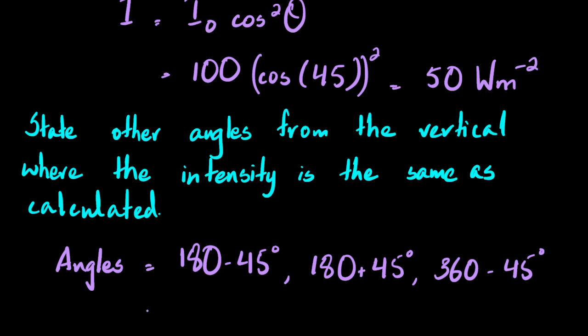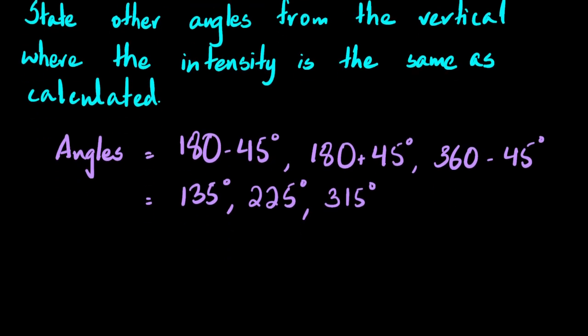So now we can give the other angles. 180 minus 45 would be 135. 180 plus 45 would be 225. And 360 minus 45 would be 315 degrees. So basically at all of these clockwise angles from the vertical, you would have the same intensity of 50 watts per meter square. And if you focus on the graph in the last lesson, you know that this is very easily possible. Let's have a look at another one.